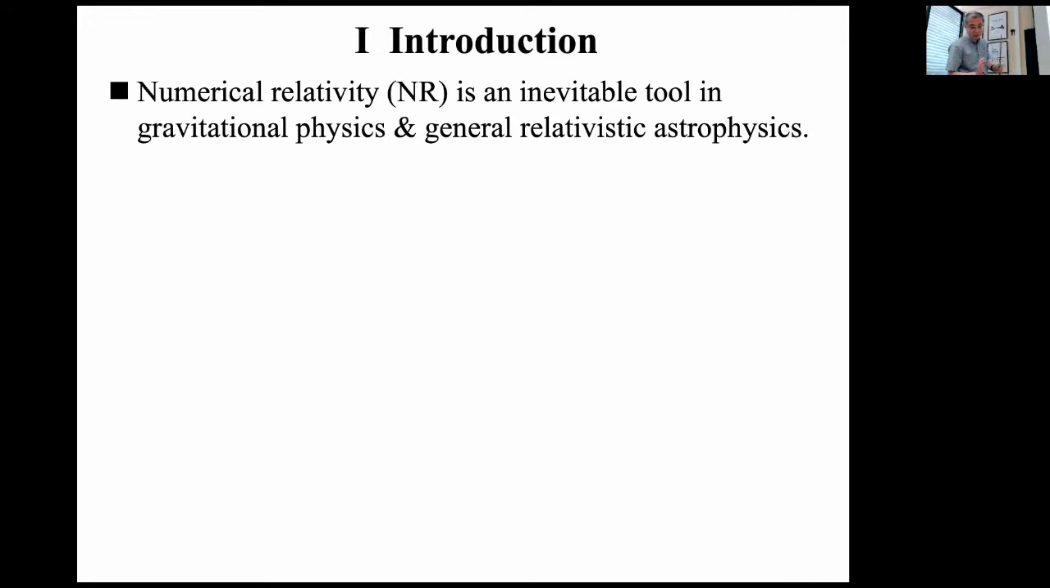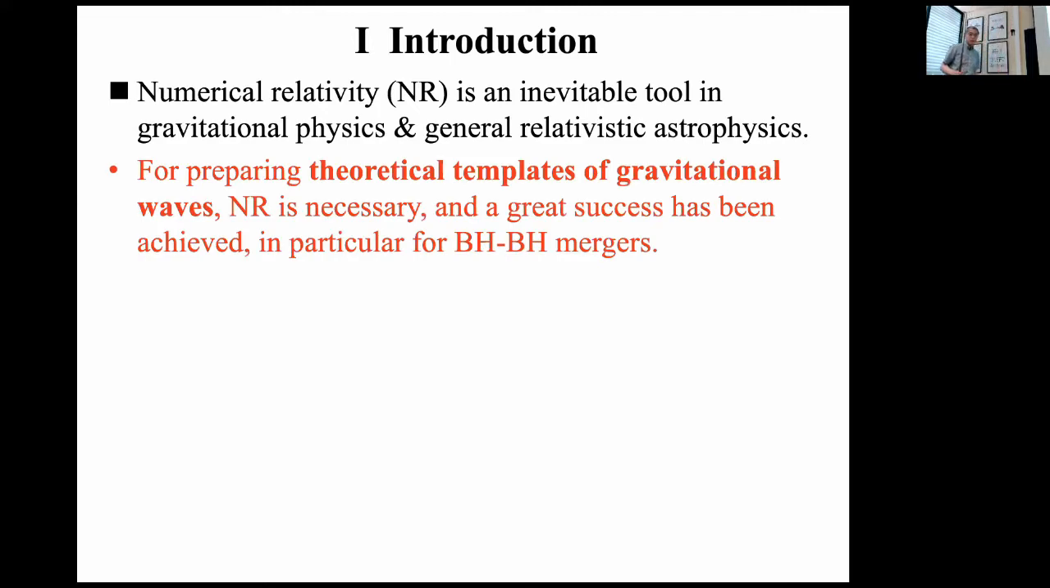First I'll talk about numerical relativity. Perhaps as you know well, numerical relativity is a field in which Einstein's equations are solved by computer. It's now an inevitable tool in gravitational physics and general physics, astrophysics. For example, this is shown for the case of gravitational-wave astronomy. For preparing theoretical templates of gravitational waves, numerical relativity is necessary, and great success has been achieved, in particular for binary black hole merger.